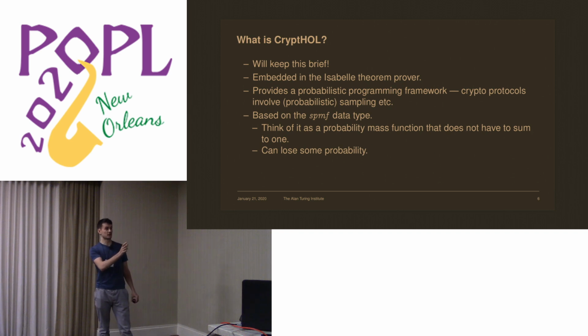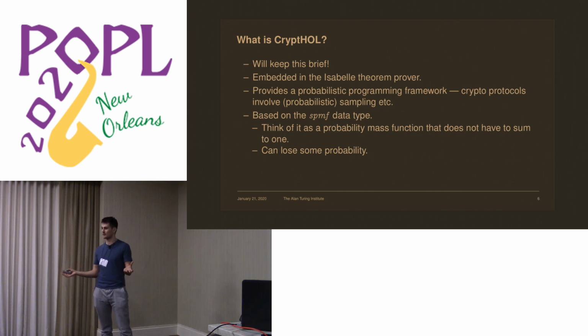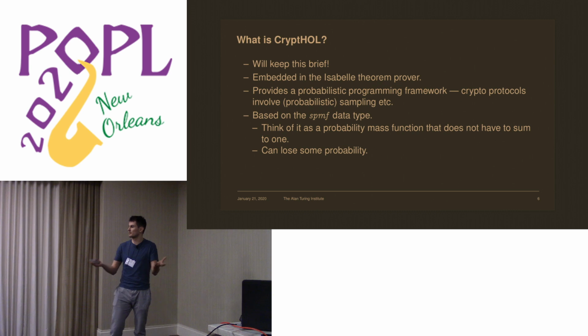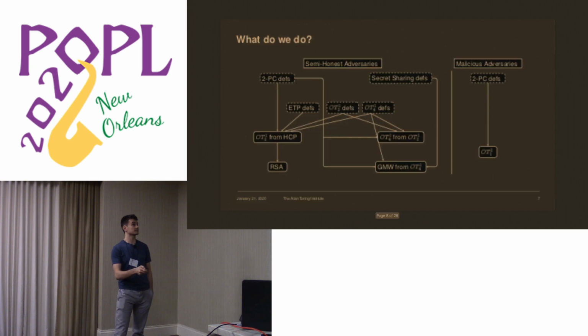And CryptHOL is based on this data type, the SPMF data type. This stands for sub-probability mass functions. But here we can really think of these as just probability mass functions, but they don't have to sum to 1. In cryptography, this can be used because maybe an adversary refuses to output something. So sometimes we have to lose probability. That's all we're talking about here, but really just think of these as probability mass functions.